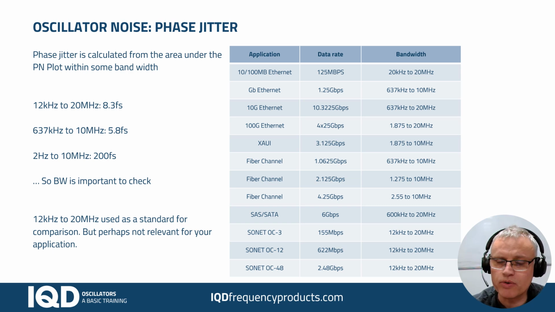So it's important to consider when you're looking at a phase jitter value whether the integration bandwidth is 12 kilohertz to 20 megahertz and therefore a good comparison between this product and another product, or is it in fact the integration bandwidth that's necessary for your application, or is it some totally arbitrary figure and shouldn't be used in comparisons at all?